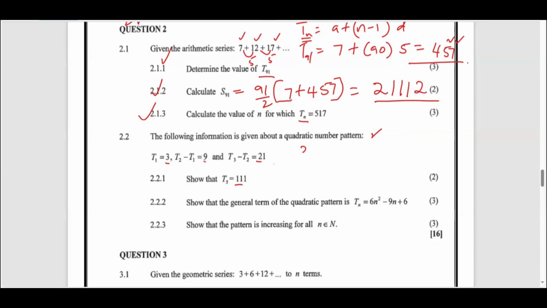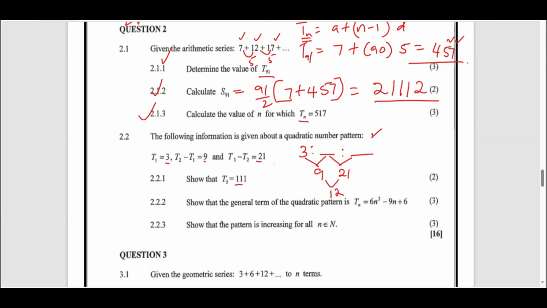Okay, so we have a 3. And then we have T2, and then we have T3, telling us that the difference is 9. And then the difference here is 21. So it's a quadratic that we know, which means our second difference is going to be 21 minus 9, which should give us a 12.